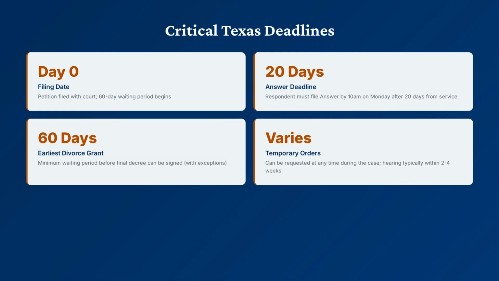Critical deadlines: 20 days to answer, that Monday after the 20 days. 60 days is the earliest a divorce can be granted. And the temporary orders, it just varies based on circumstances and how quickly you or your lawyer move.